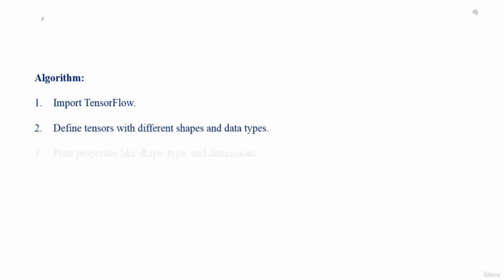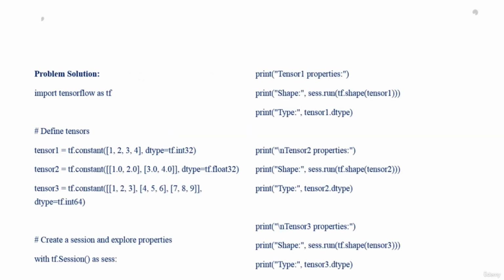Algorithm: Import TensorFlow. Define tensors with different shapes and data types. Print properties like shape, type, and dimensions. How the code is working: the code defines tensors of various shapes and data types. Tensor properties like shape and type are retrieved and printed using TensorFlow sessions. This demonstrates how to handle and inspect tensors in TensorFlow.